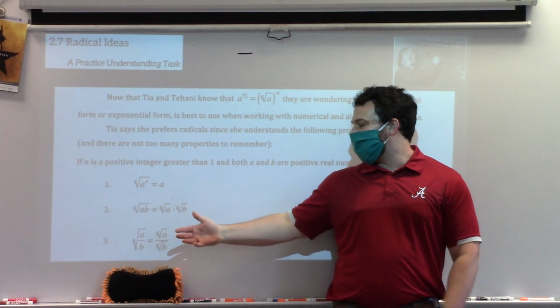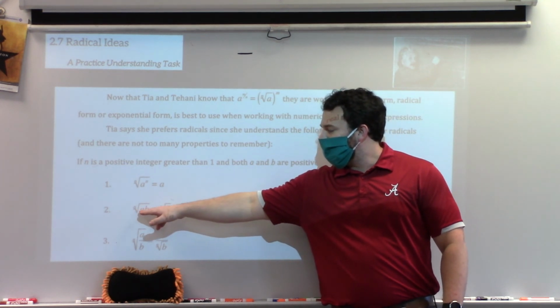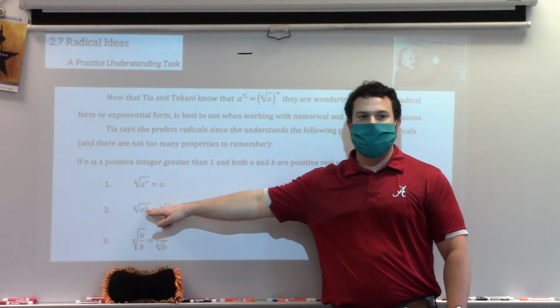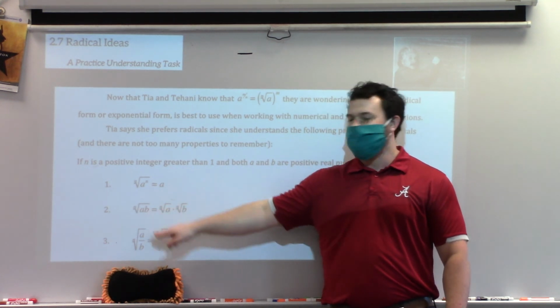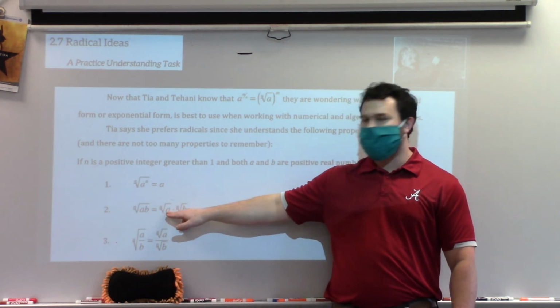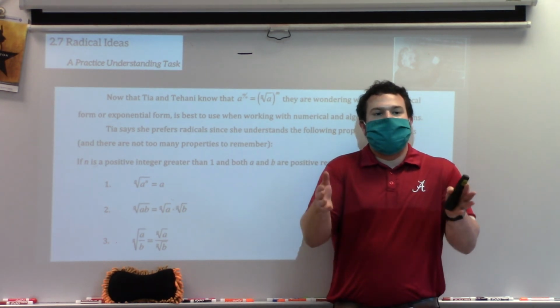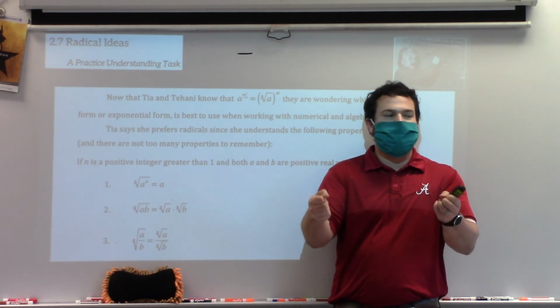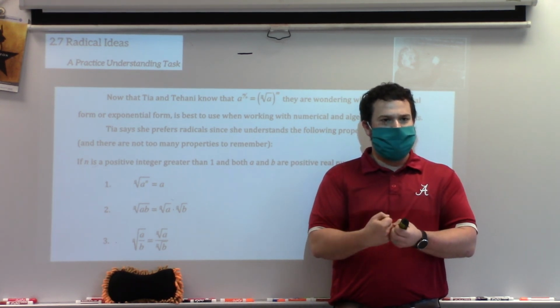And I'll give you a little bit of idea with number 2. So if I have the nth root of a times b, or the nth root of one number times a second number, then it's just the nth root of the first number times the nth root of the second number. I'm just splitting up that one radical into 2 different radicals that I'm multiplying. Does that help clarify that, Linnea?